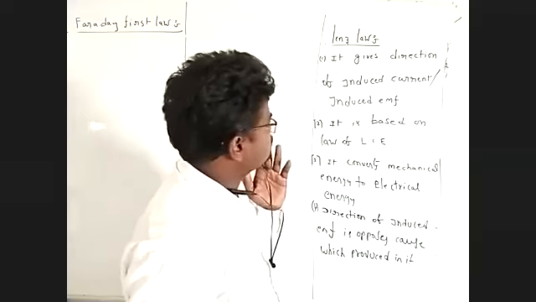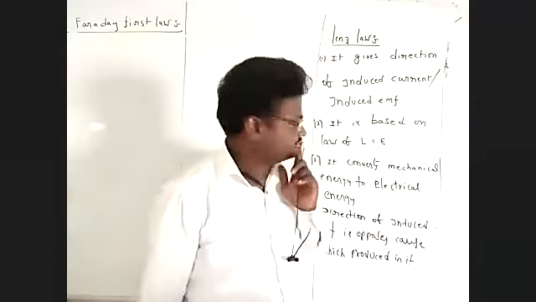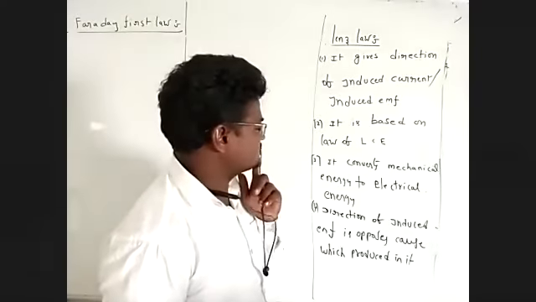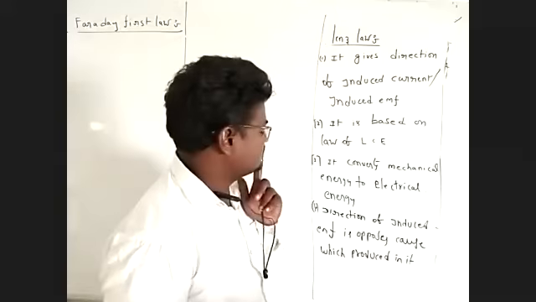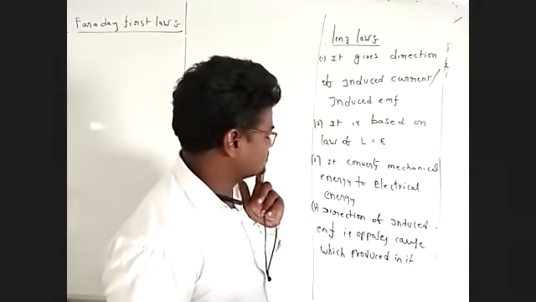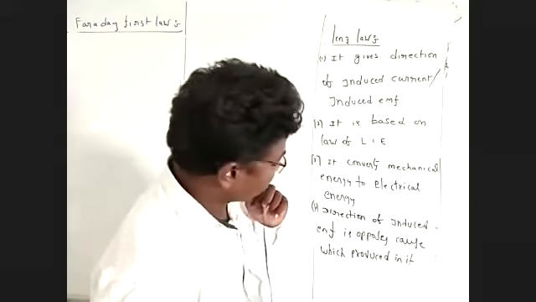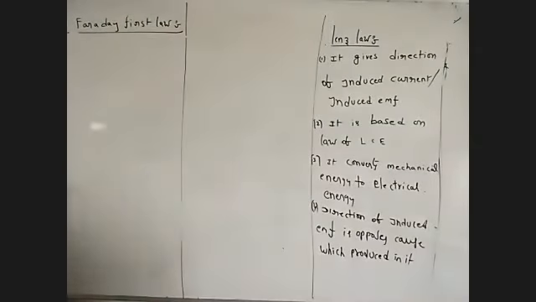Lenz's law gives the direction of induced current, induced EMF. It is based on the law of conservation of energy. It converts mechanical energy to electrical energy. Lenz's law definition: the direction of induced EMF opposes the cause which produces it. That is Lenz's law. Why am I going to explain Lenz's law here now?